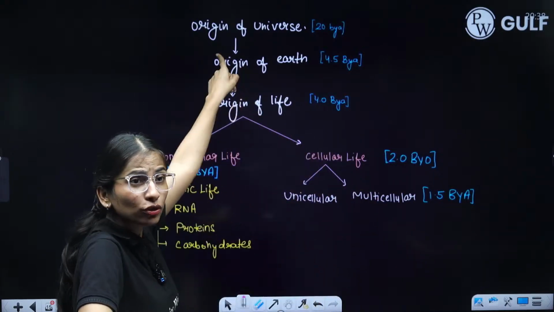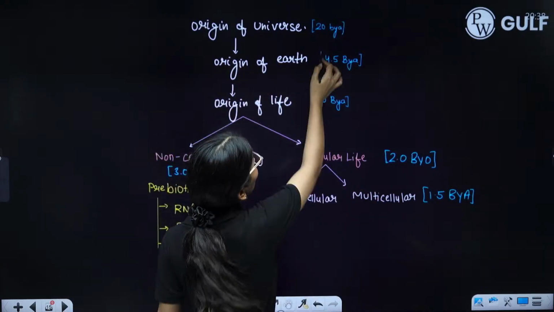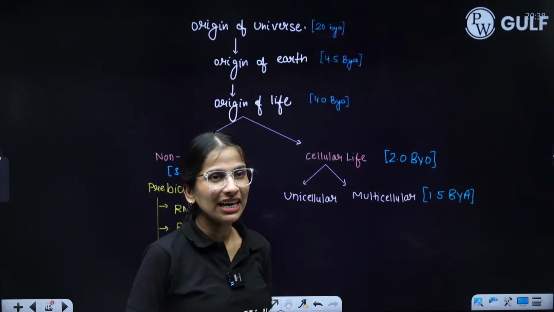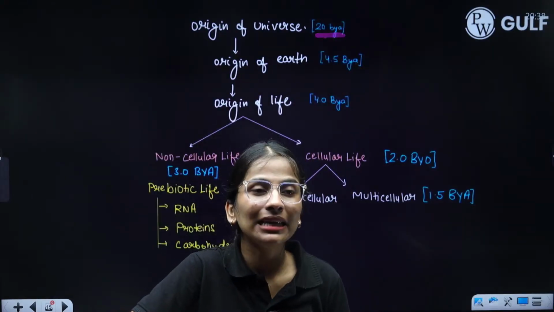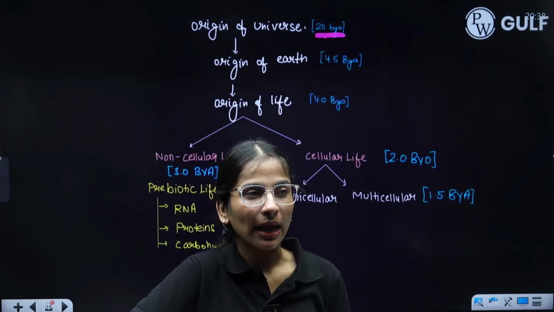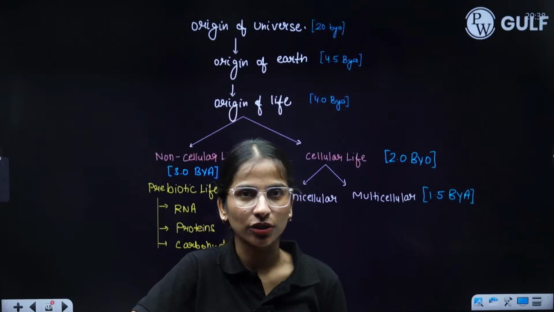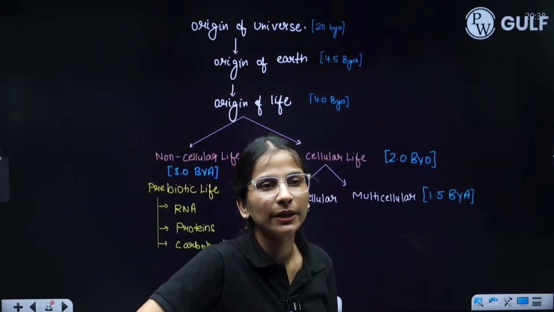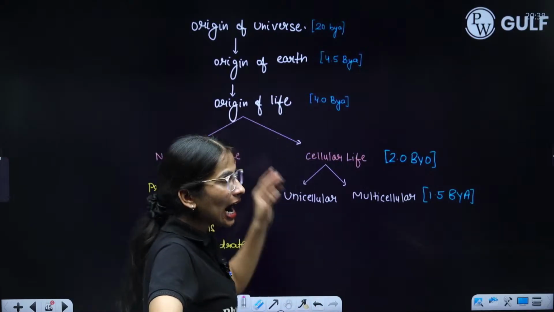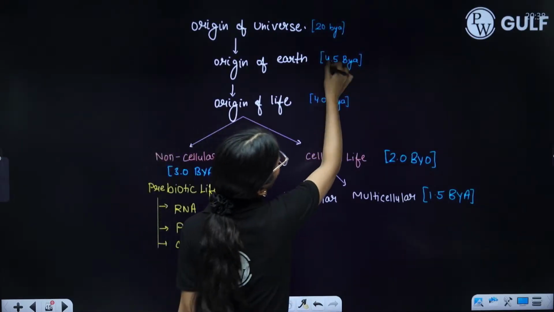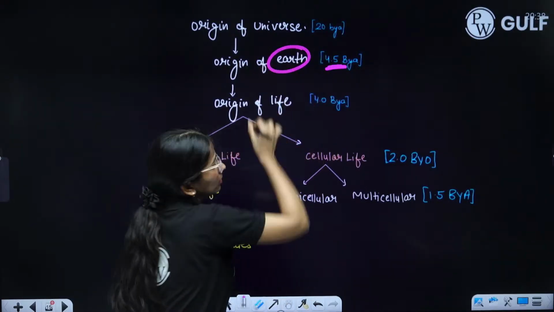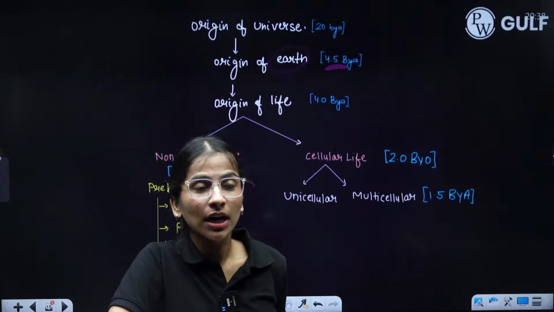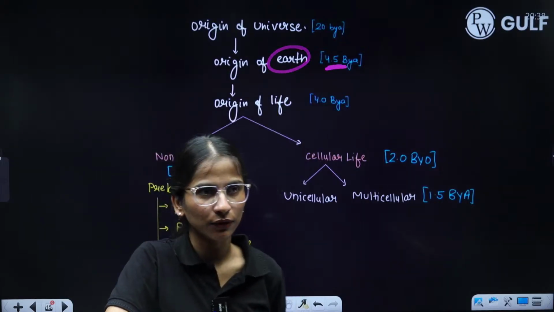So origin of universe was 20 billion years ago. BYA is billion years ago. MYA is million years ago. So 20 billion years ago, universe originated by the Big Bang theory. We will understand about that. After that, just 4.5 billion years ago, Earth came into picture. Earth formed. We will understand how Earth formed.